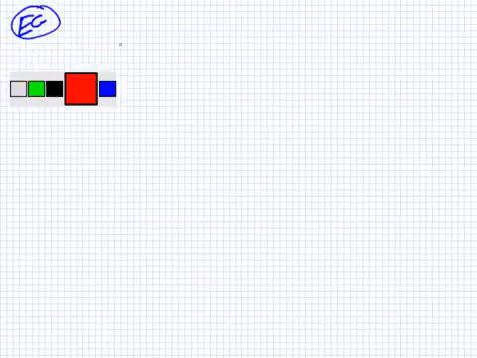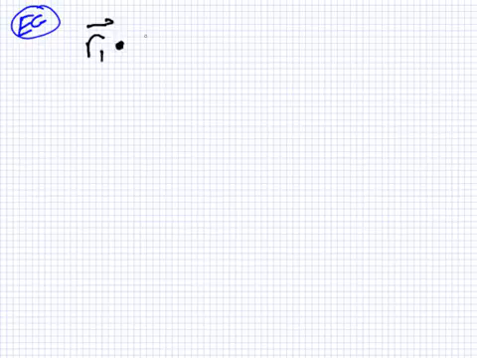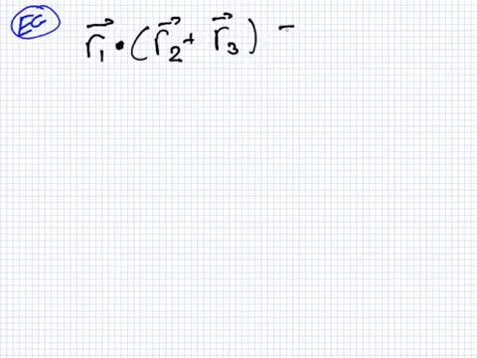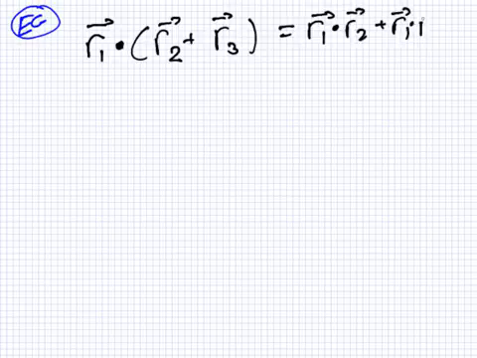So, number 2. I don't know if this is necessarily number 2. It's just my example. It might be in the book already as a question. So I want you to try and do something similar to prove that vector, well, we'll use r instead of x, r1 dot (r2 plus r3) equals r1 dot r2 plus r1 dot r3.